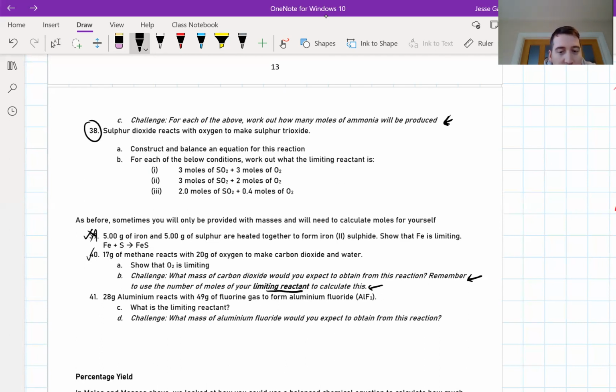And what about the next one? Again, the same idea. Don't forget to use the limiting reactant, the limiting number of moles, as your target in this reaction, okay, for the challenge. But part A here and part C here, everyone should be able to do. The challenge then, you do need to be able to do this on the exam, so definitely work on practicing these now. And if you can do them by yourself today, then brilliant.